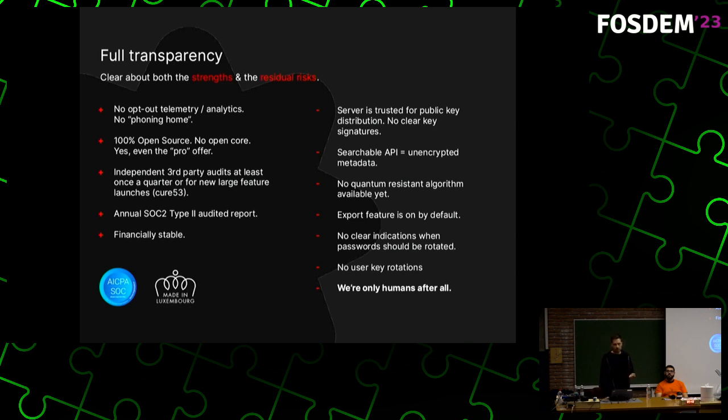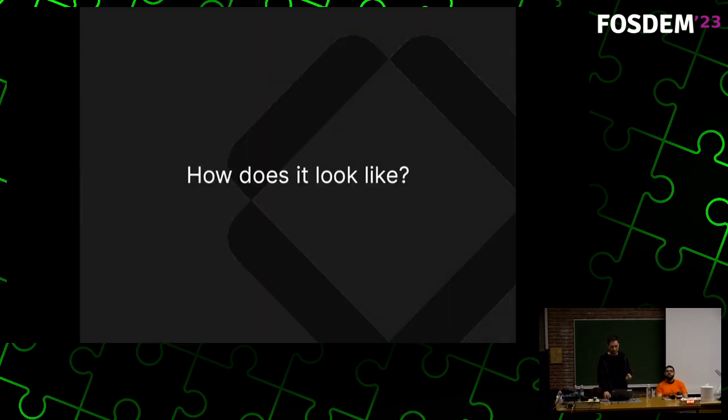So OpenPGP is not perfect. You have old algorithms that you don't want to run, so we need to also make sure that we are not letting you use bad algorithms. It's not quantum resistant. We have still a lot of metadata that are not encrypted, and we don't offer user key rotations. So all these risks are explained to the end user. Of course, not everybody can understand this, but if you're an administrator running this, then you have access to this information. One thing I didn't mention is we are made in Luxembourg. So, if you're into digital sovereignty, it might be interesting for you.